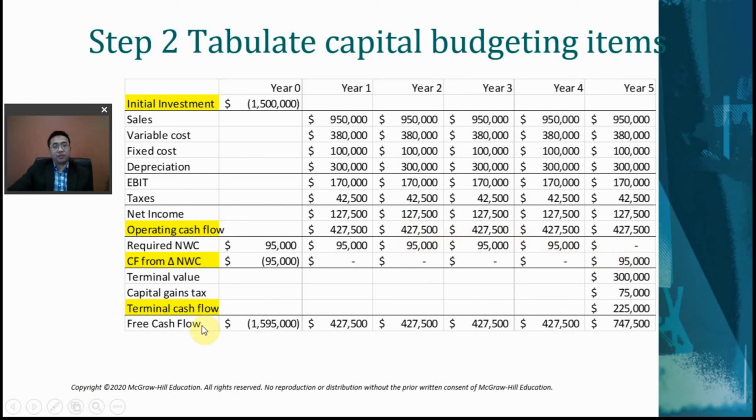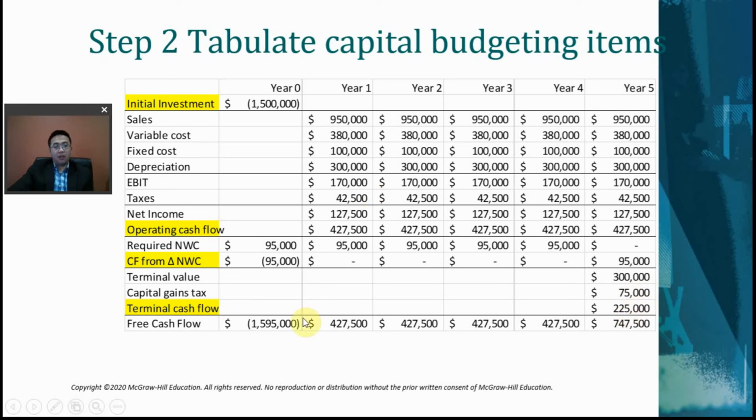The last component is called a terminal cash flow. It has 2 components. One is a terminal value of the machine. As I mentioned earlier, you're going to sell the machine for $300,000 after the project is done. Because you are making capital gains out of the sale, you're going to pay 25% tax on it. That's $75,000. And then your terminal cash flow would be the actual sale of the machine minus capital gains tax.